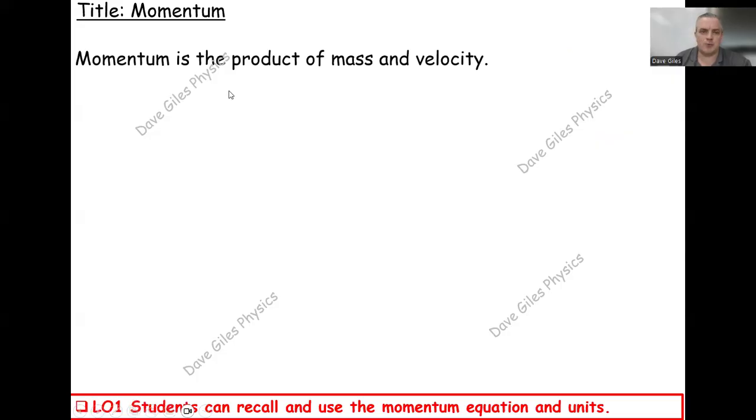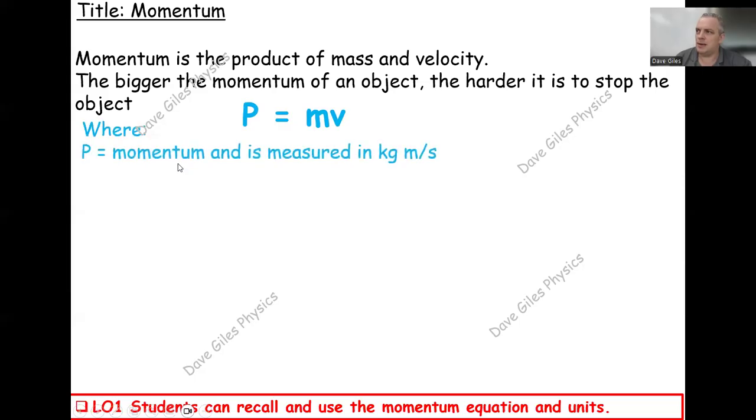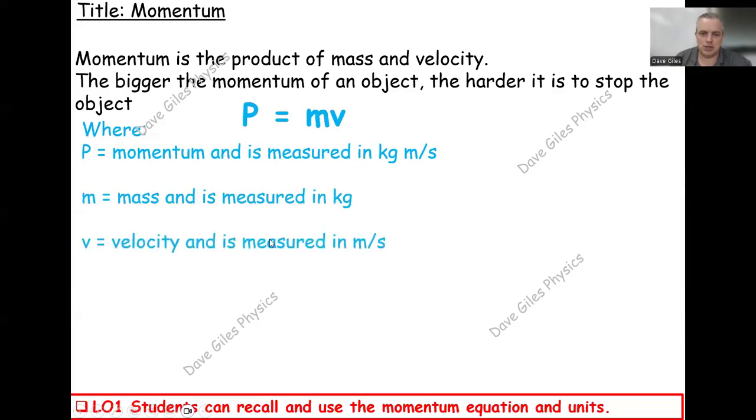So momentum is the product of mass and velocity. And the bigger the momentum of an object, the harder it is to stop the object. So momentum is mass times velocity, where momentum is measured in kilogram meters per second, mass is measured in kg, and velocity is measured in meters per second.